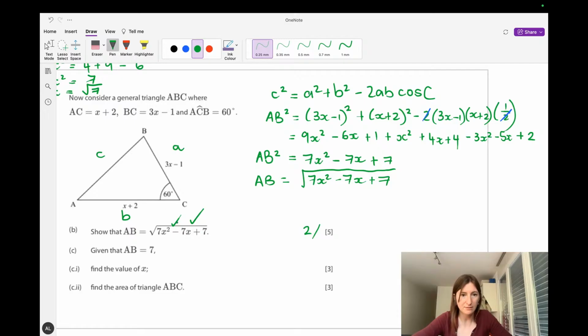So now we've shown that. Given that AB equals 7, so AB, this part over here, draw it in, equals 7. You can put that in there. Find the value of x. So instead of AB, I'm going to write 7. This is question B, and this is question C. Well, we know that AB equals that. So now we have to find x. So, 7x squared minus 7x plus 7.